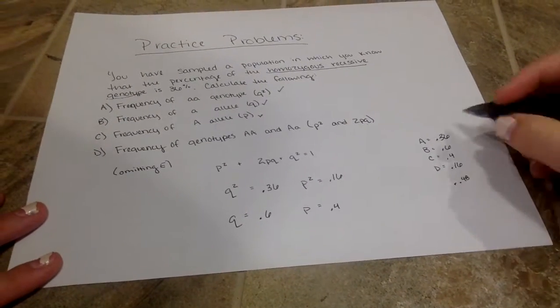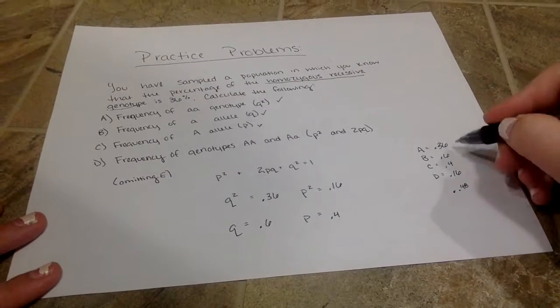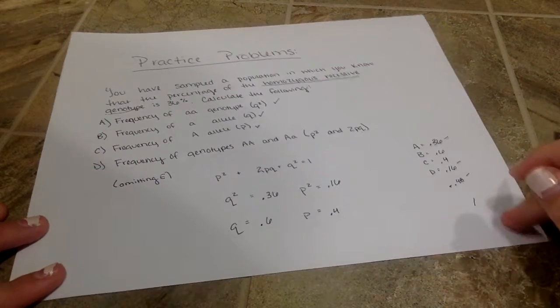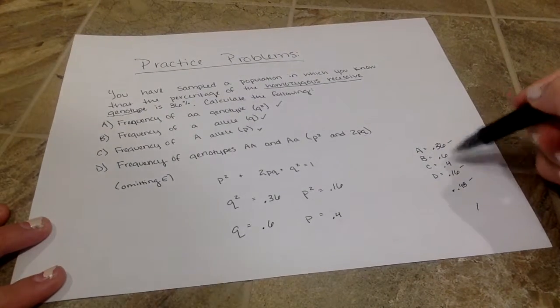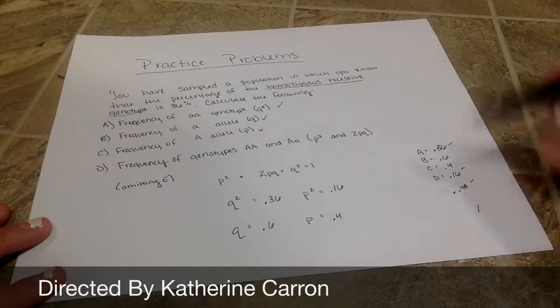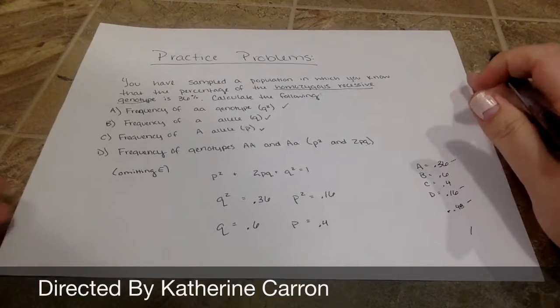So now, if you were to add 0.36, 0.16, and 0.48, you're going to get 1, giving us the p squared plus 2pq plus q squared equals 1. And that's all you have to know for Hardy-Weinberg.